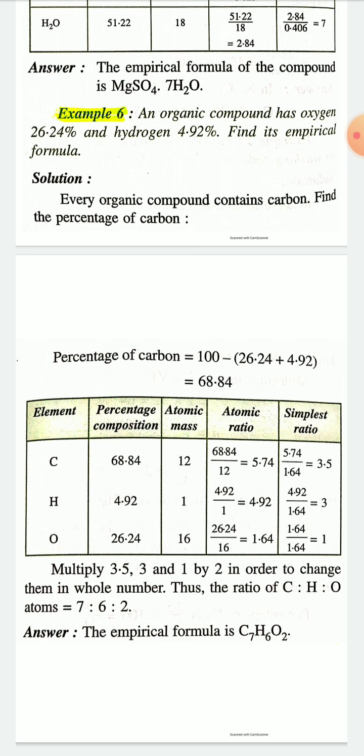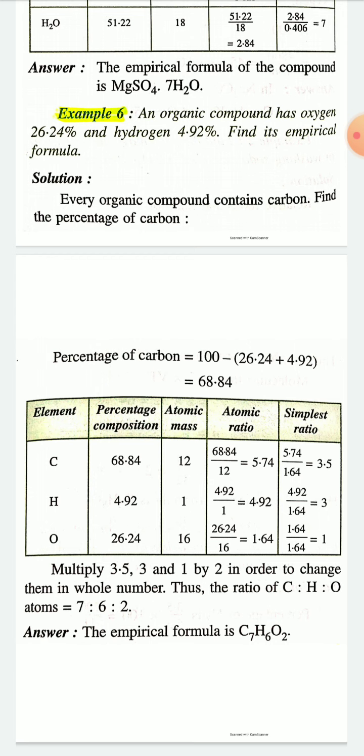Okay, so in this case you can see the simplest ratio of carbon becomes 3.5, the simplest ratio of hydrogen in this compound is 3, and the simplest ratio of oxygen is 1. Now you have to multiply all these three simplest ratios by 2 in order to change them into whole numbers. That's why you have to multiply all the simplest ratios by 2.